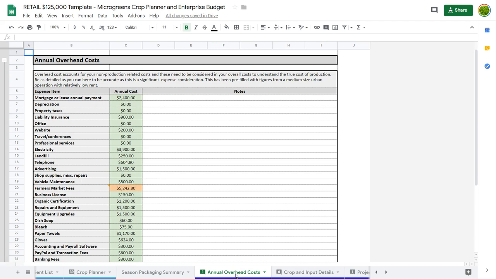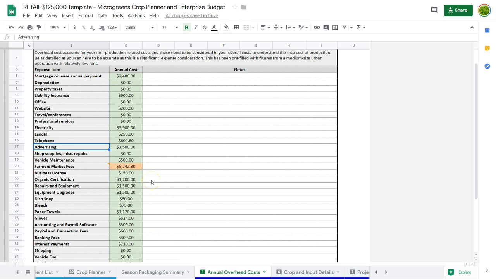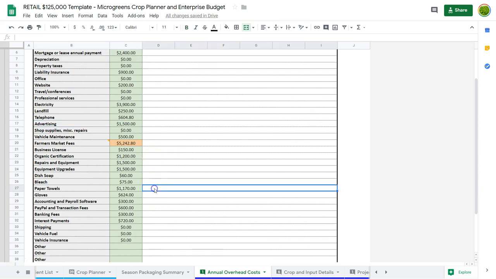So now we're moving from the crop planning side into the financial planning side. And what we do here is we start with our overhead costs. And these are the costs that most people miss when they're doing their business planning. You can see the stuff we have in here: mortgage or lease payments, insurance, your website, your electricity, advertising. Yes, you can see here we have $5,200 in market fees. We've got $1,200 for organic certification. We spend $1,100 a year on paper towels. So these are all costs that are easy to forget about when you're doing a simple financial outlook.